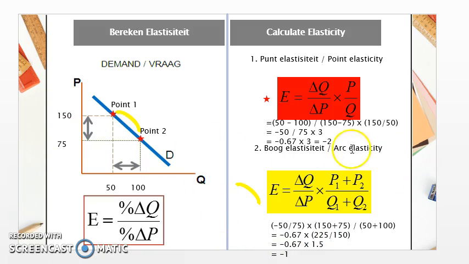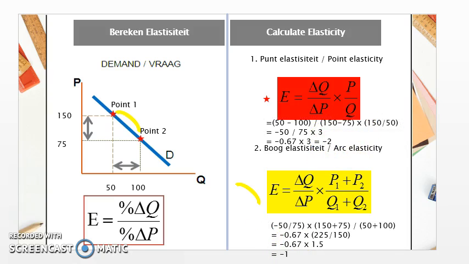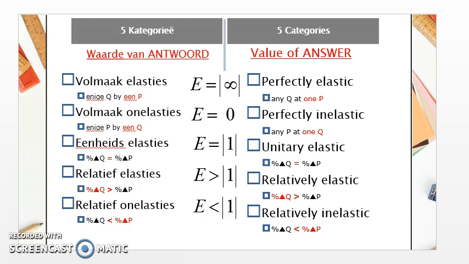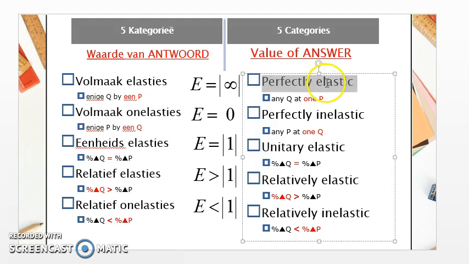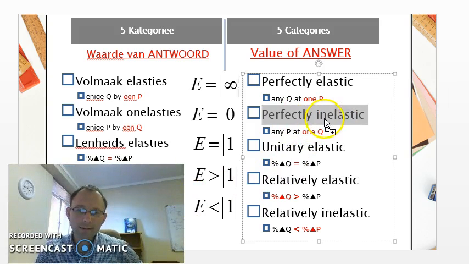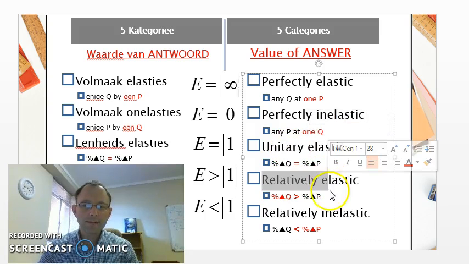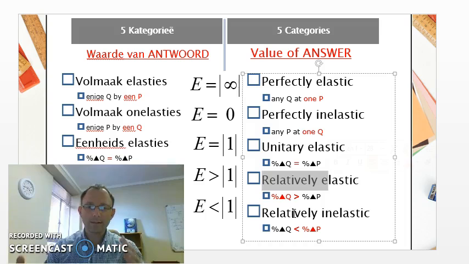So now the next question will be, what does it mean? What does 2 mean? What does 1 mean? Okay, so there's 5 categories of elasticity. We have perfectly elastic demand, or as we will later see, perfectly elastic supply. Then we have perfectly inelastic demand, unitary elasticity, relative elasticity, and relative inelasticity. So let's have a look at a couple of examples.